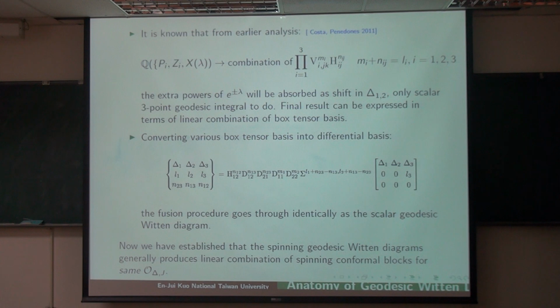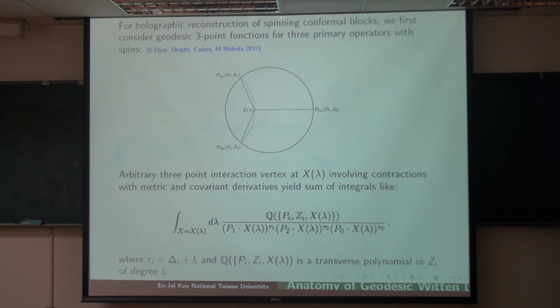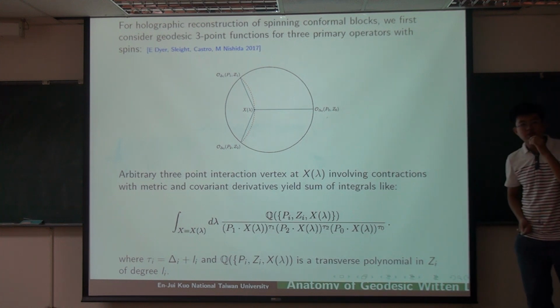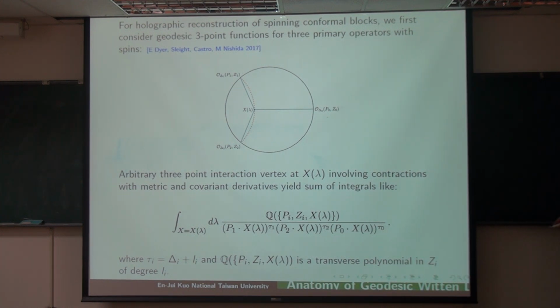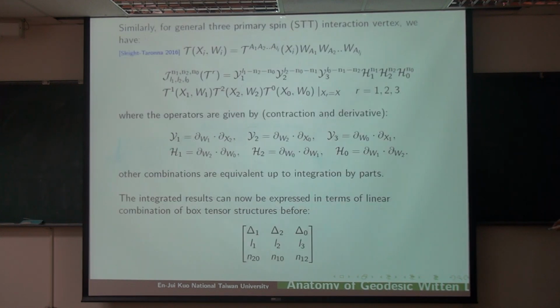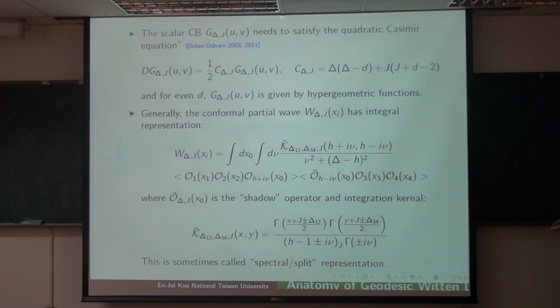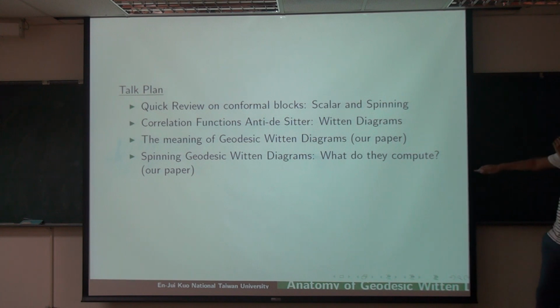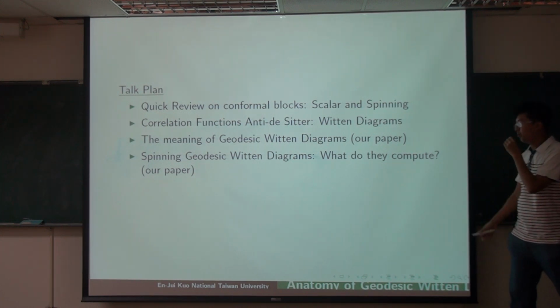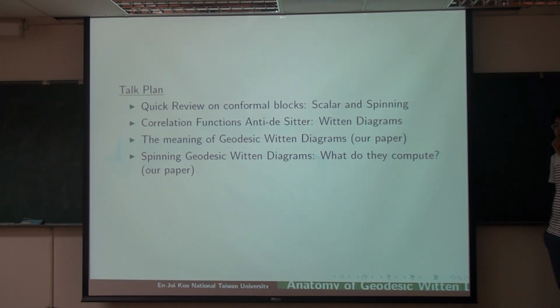A little detail I didn't show here is that you have to modify the interactions because you integrate along the geodesic, but not the entire space. So this is our final result. We can prove the spinning geodesic Witten diagrams actually calculate the spinning conformal blocks.